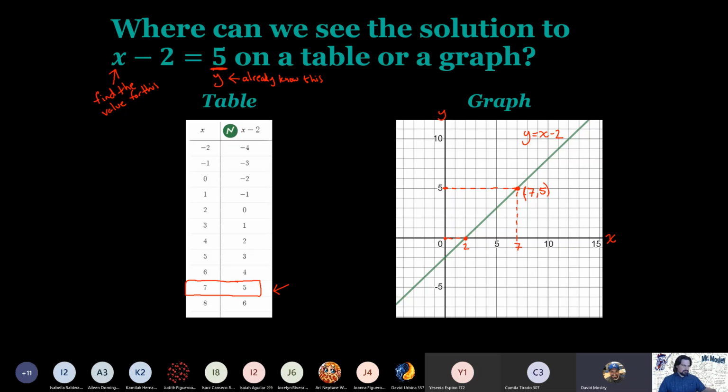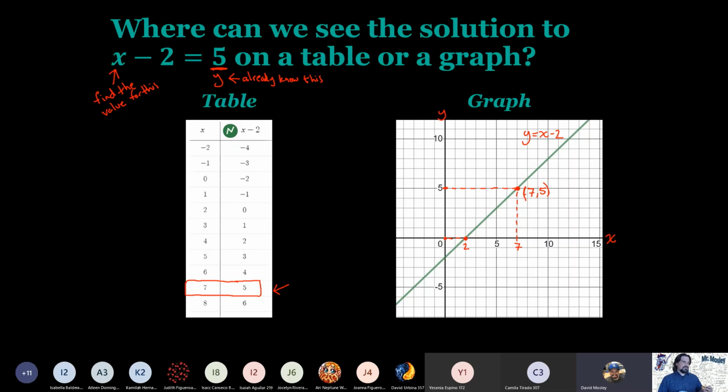So, in a nutshell, the solution to an equation is the value or values that make that equation true. There will be circumstances, not with lines, but with other types of functions and equations, where there is more than one solution. We'll get into that later this year. But for now, with linear functions and linear equations, there will only be one solution. Right? We can see that on our table and on our graph. There's only one possible x value to go with this y value. There are no others.